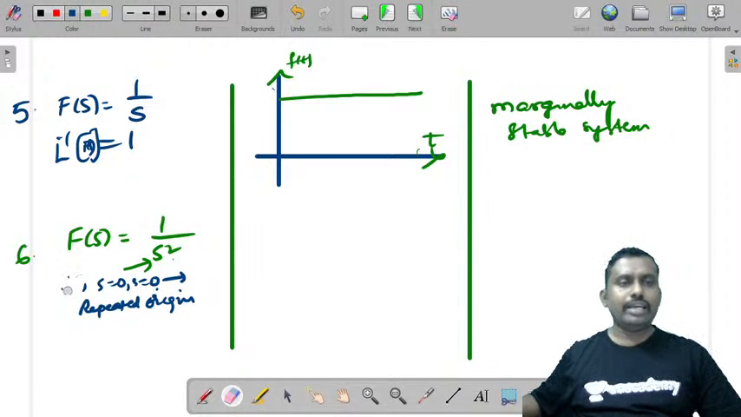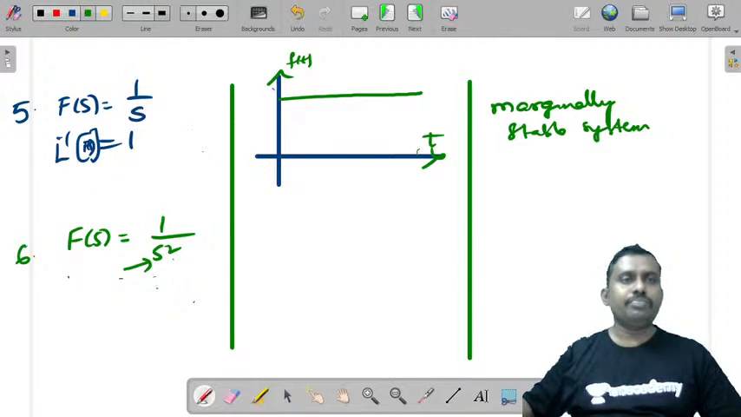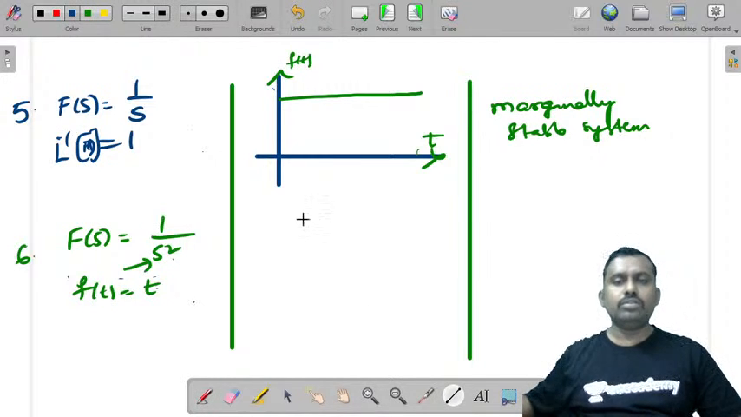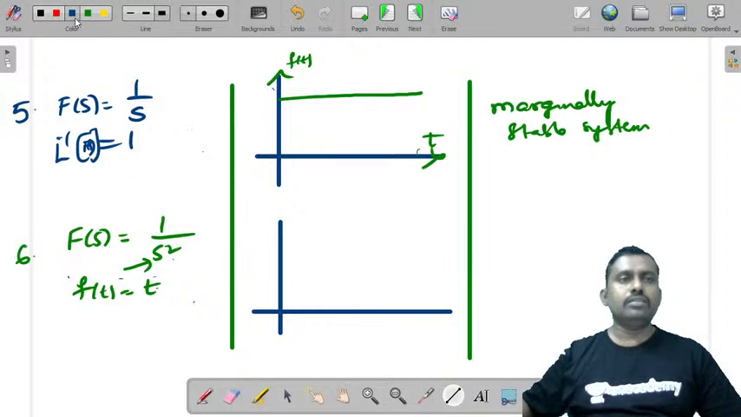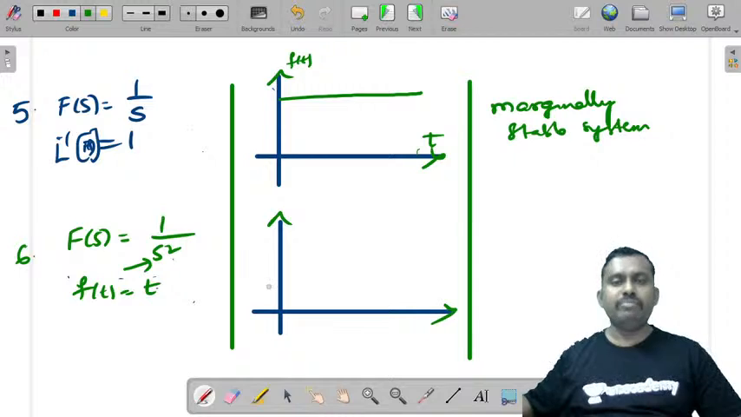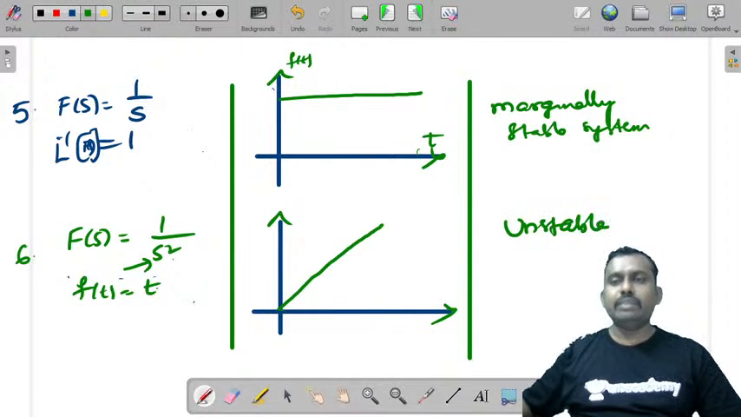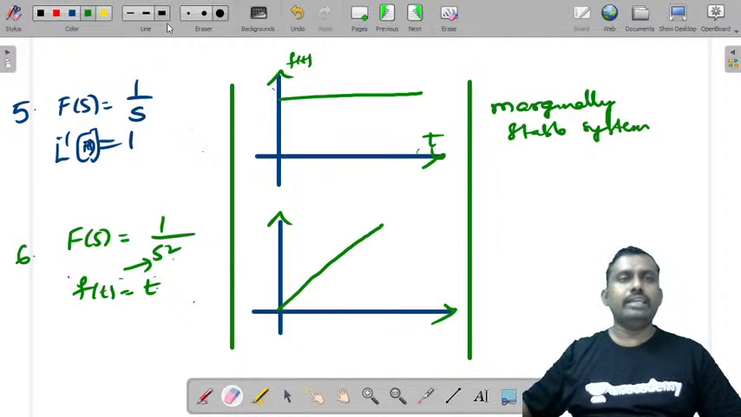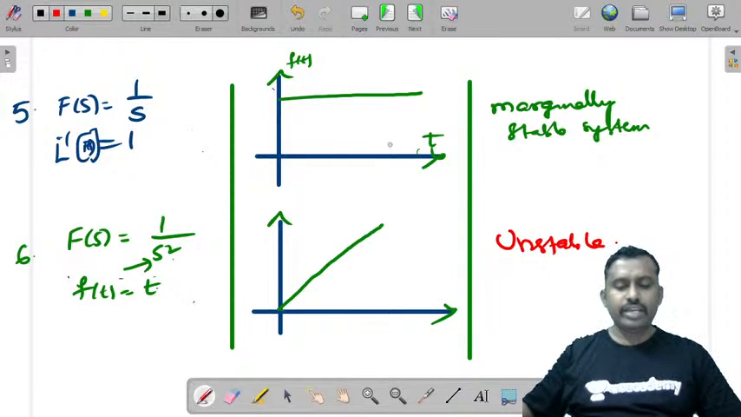So this is 1 by s square. F of s is equal to 1 by s square is a transfer function. What would be its Laplace inverse? It is f of t is equal to t. So if you plot this, it's a t, the ramp function. It is not a bounded input, bounded output. You can say this is an unstable system. This is an unstable system. I just want to give you an idea of which are stable systems and which are not stable systems.